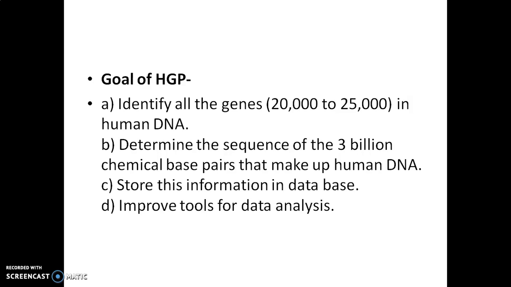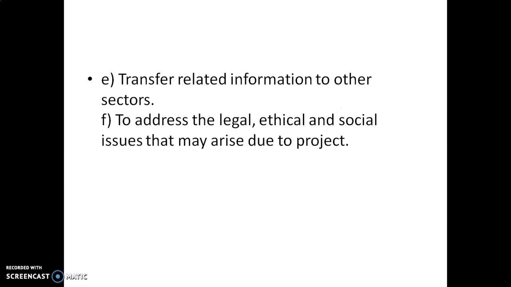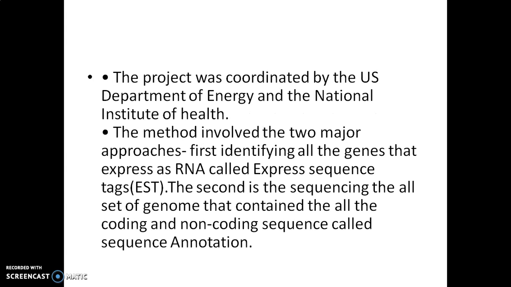To identify all genes, about 20,000 to 25,000 genes in human DNA, and to determine the sequence of these 3 billion chemical base pairs that make up human DNA and store this information in a database, to improve tools for data analysis, to transfer related information to other sectors, to address the legal, ethical and social issues that may arise due to the project. These are the goals of the Human Genome Project. And this project was coordinated by the US Department of Energy and the National Institutes of Health.